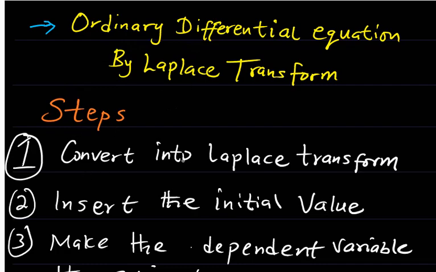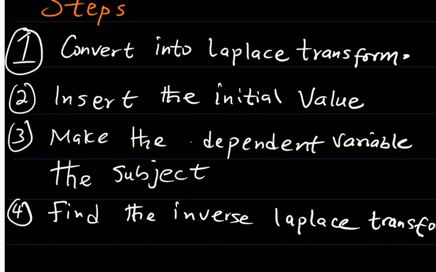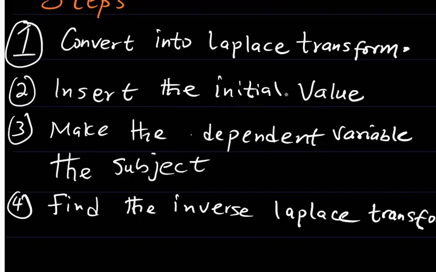First of all, we have to convert the differential equation into its Laplace transform. That's step number one. Then, of course, you insert the initial values that are given for that particular equation. Then the dependent variable, which in most cases is x, we have x is equal to f of t. So the dependent variable is x. We're going to get to that.